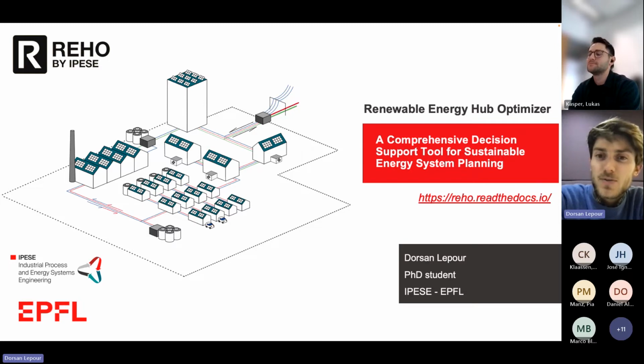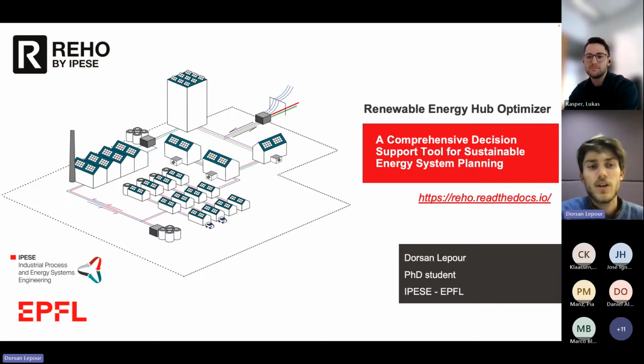This acronym stands for Renewable Energy Hub Optimizer, and it is a decision support tool for sustainable energy system planning. My name is Dorsan. I'm currently finishing my PhD within the Industrial Process and Energy Systems Engineering Lab, EPFL, and it's a pleasure to introduce you to this tool I developed with some colleagues from our laboratory.